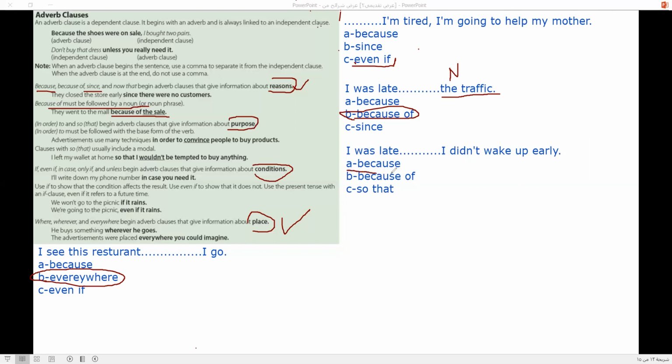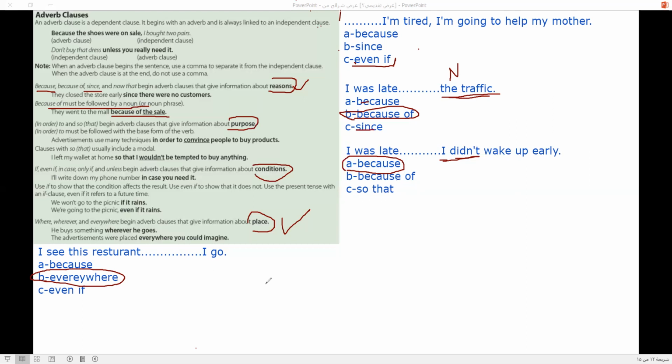Here the only correct answer, why I was late? Because, yes, because I didn't wake up early. Here there is no noun after the blank. Here there is what? A subject and a verb. If I have a subject and then a verb, I can use because, and I can use since. That's why I removed since here, because because and since would give the same answer, so there would be two correct choices. That's why here I used only because. Here, only because it's a noun. With a subject and a verb, I can use because or since. Clear?